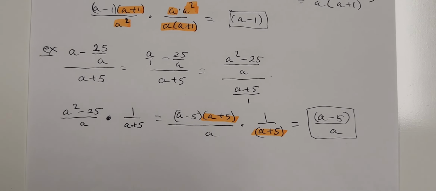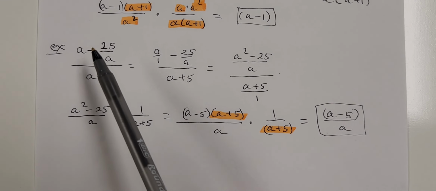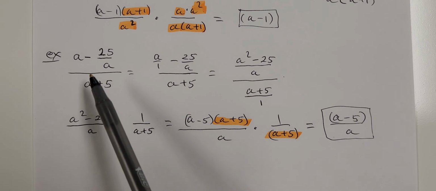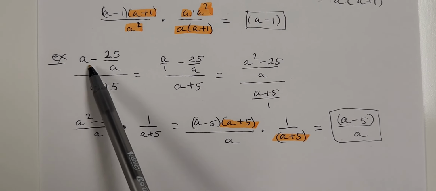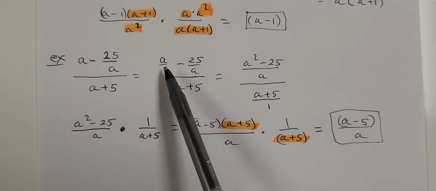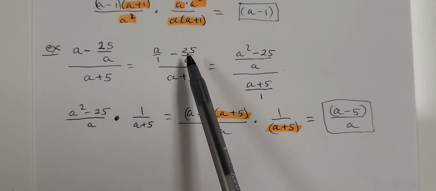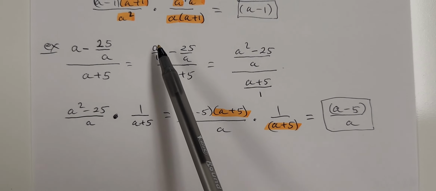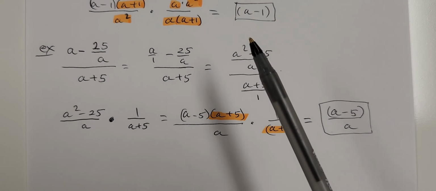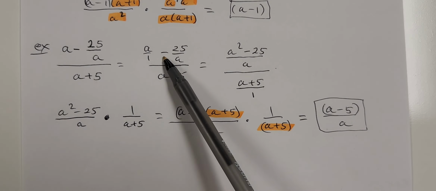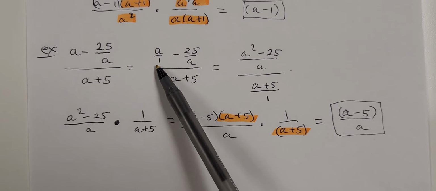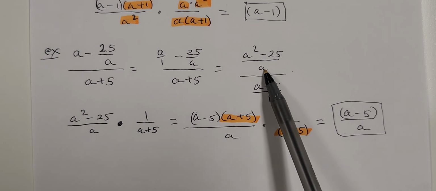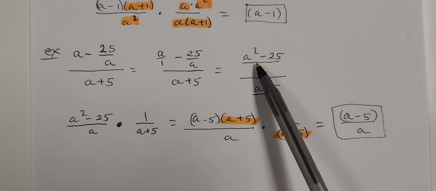Next example, same situation. Here I have subtracting fractions, and in the bottom there's nothing to do, so leave that alone. So let's rewrite a as a over 1 minus 25 over a. Now cross multiply, a times a gives me a squared. Don't forget the minus. 1 times 25 is 25. 1 times a is a. So the top is this.